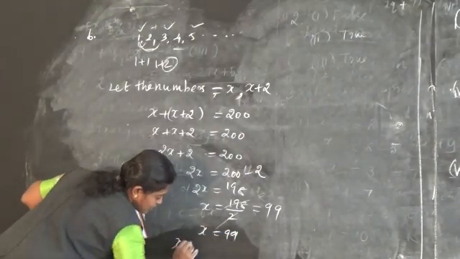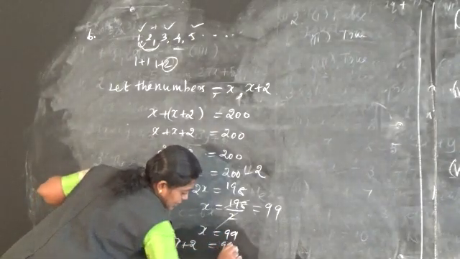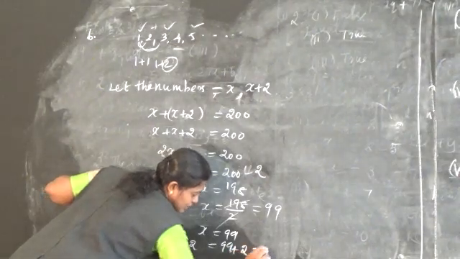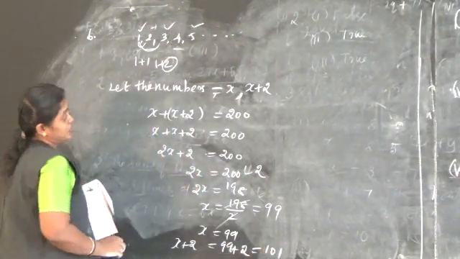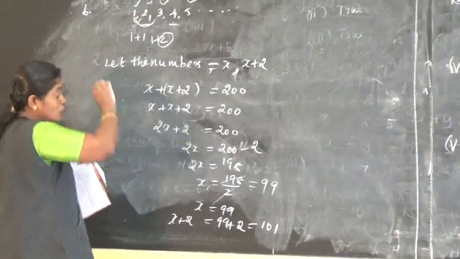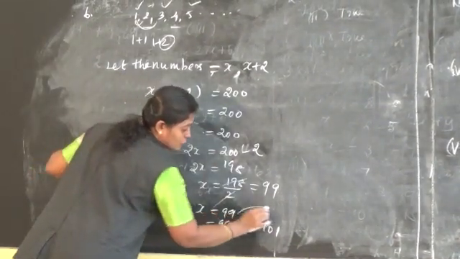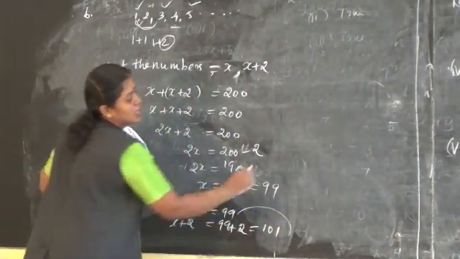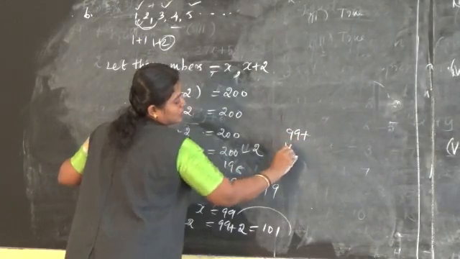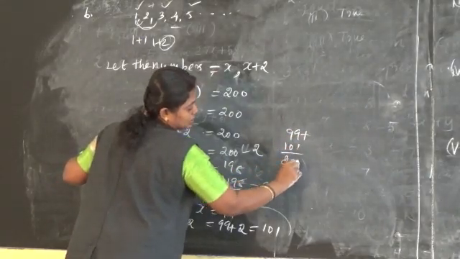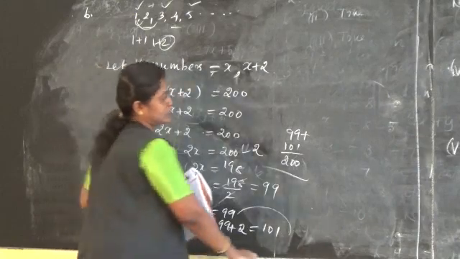What about the next number? x plus 2 equal to 99 plus 2. You are getting 101. What is the statement given to us? Sum of two consecutive numbers is 200. So now if you add 99 plus 101, what is the answer you are getting? 200. So our answer is right.